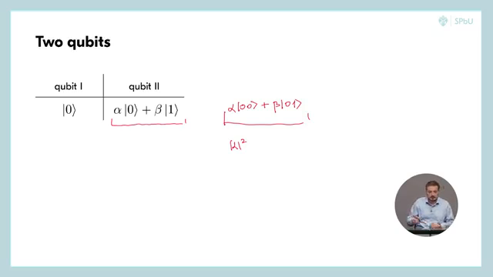So it's alpha squared for the measurement outcome 0, 0, and beta squared for the measurement outcome 0, 1, since measurement of the first qubit always gives us 0, and only measurement of the second qubit is probabilistic for us. And again, the sum of the squares of the coefficients before the basis vectors in the state gives us 1. So it is a unit vector.